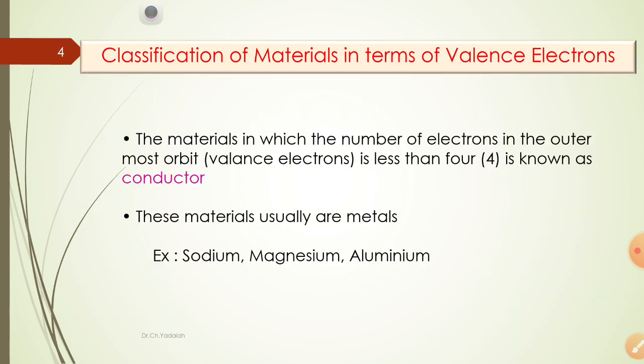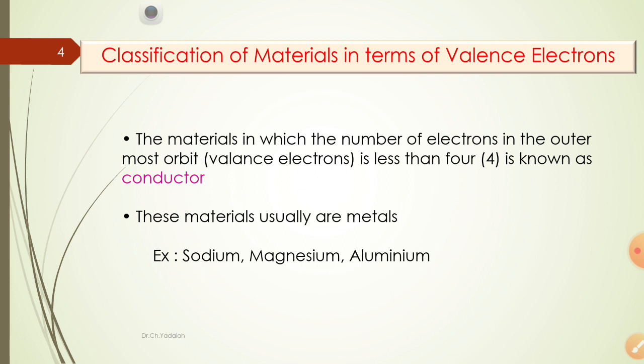Now, the classification of materials in terms of valency electrons. What are the valency electrons? The element's outermost orbit consists of free electrons. These free electrons exist in the valence band and the conduction band. In between, there is a gap, the forbidden gap. The free electrons present in the valence band have to jump from the valence band to the conduction band. Then it becomes a good conductor.